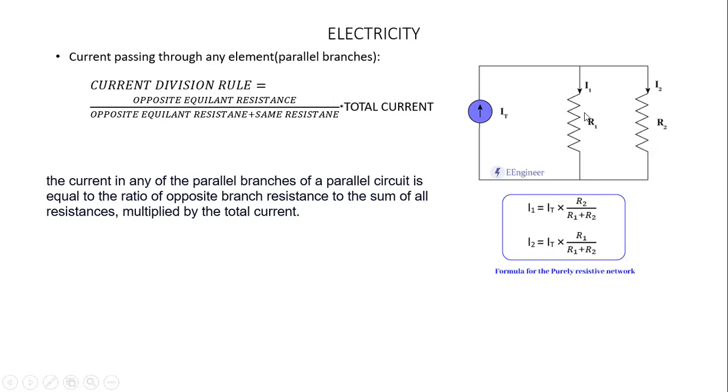The current passing through R1 is nothing but I1. So I1 is equal to, suppose you want to find out the current passing through this one, the opposite resistance according to the current division rule, the opposite equivalent resistance. Here only one resistance is there, the opposite of R1, that is R2. So opposite equivalent resistance by opposite equivalent resistance plus same resistance into total current.